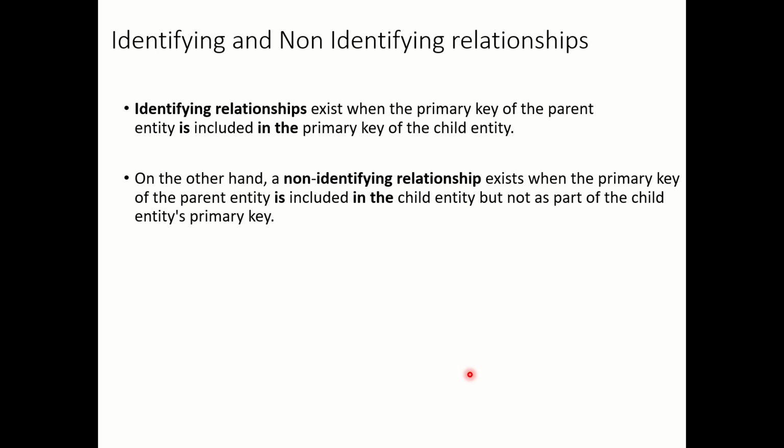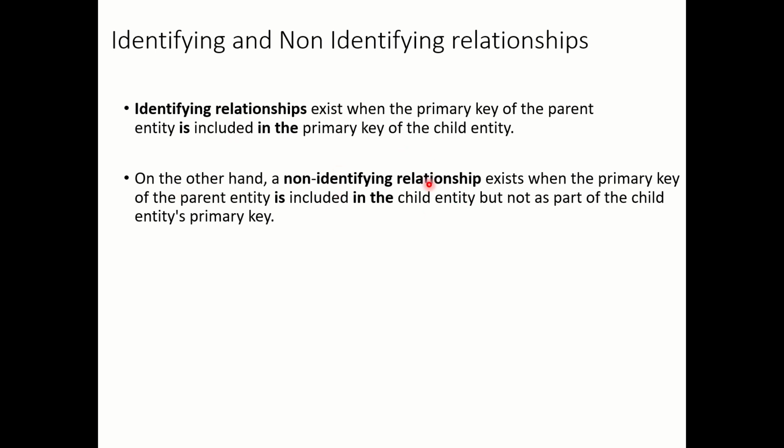So you have the primary key of a parent table, and that is included as a primary key of your child entity. Say your child entity is student course, and student and course are your parents. So from the parent to the student course, the key is added as a primary key itself.